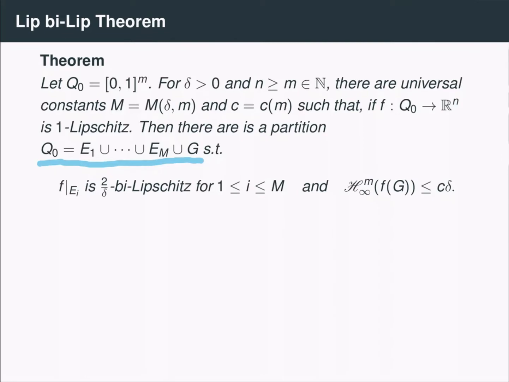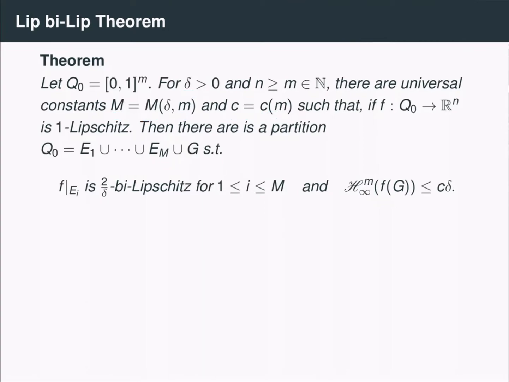plus some garbage set G such that the following holds. So first of all, upon each E set, the function f is 2 over delta bi-Lipschitz. And then the garbage set has very small image, in the sense that the Hausdorff content of the image is less than a constant times delta. It's also important to note that this theorem is quantitative in the sense that when we specify this number delta, then the number of sets E1 through EM is a number depending on delta and the dimension of the home space, and C is a number that just depends on the dimension.